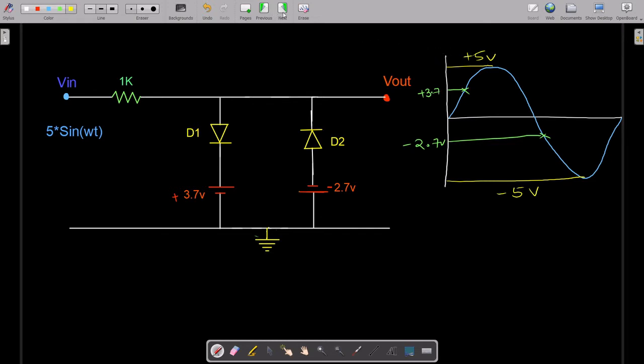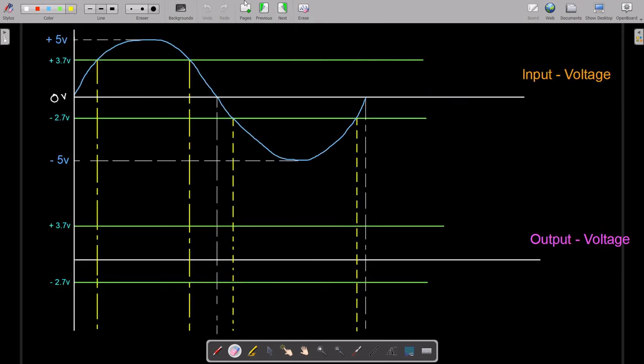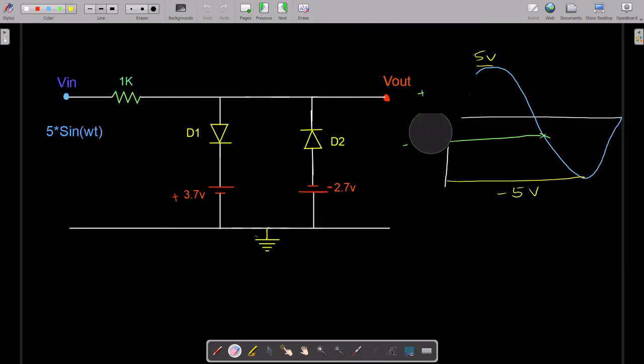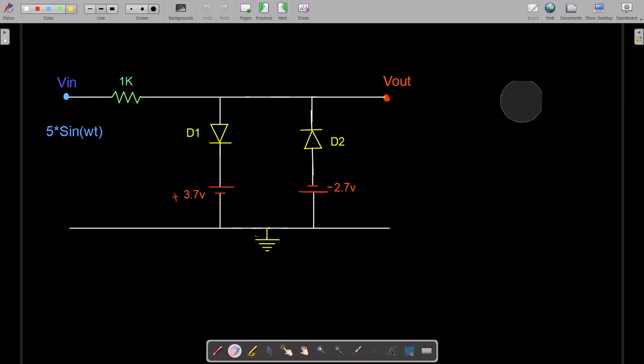Now another thing I would like to tell you is, I will erase this particular thing, because anyhow I had drawn this graph over here, the input sine wave. So I will erase this, and then I want to conclude something to you all. Here you can see that there are two voltages.